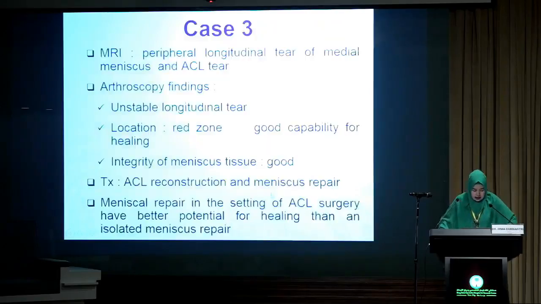For that case, MRI shows a peripheral longitudinal tear of the medial meniscus and ACL tear. Arthroscopic finding: unstable longitudinal tear, located in the red zone, with good capability for healing, and the integrity of the meniscus tissue is good. So the therapy is meniscus repair with ACL reconstruction. Meniscal repair in the setting of ACL surgery has better potential for healing than an isolated meniscus repair.